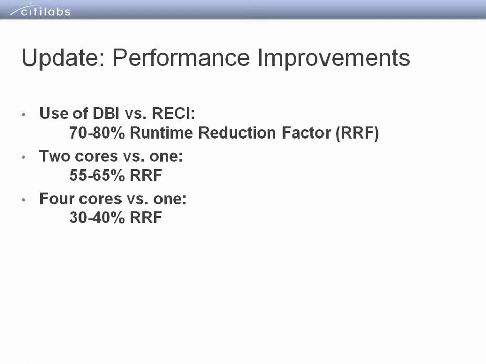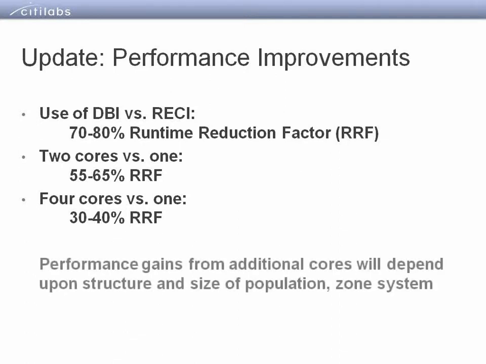So with these scripting improvements in place, we really felt it was feasible now to put this out there in CubeTown and maybe advocate a little bit for its investigation for potential adaptation or use in certain areas. And performance gains from additional cores beyond 4 will depend upon the structure and size of the population zone system. These runtime reduction factors are just for reference. They're not going to be the same everywhere.